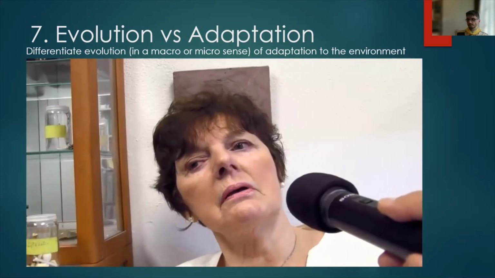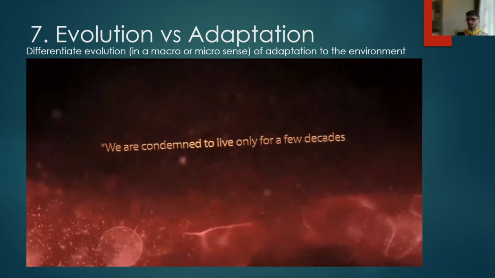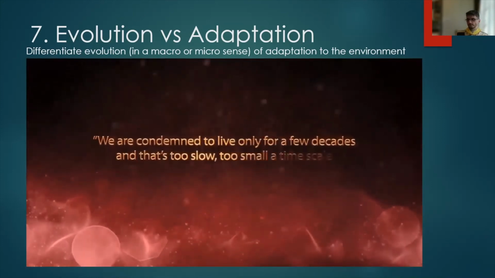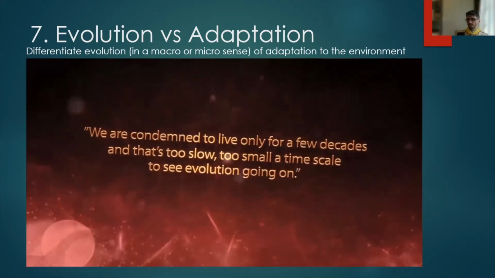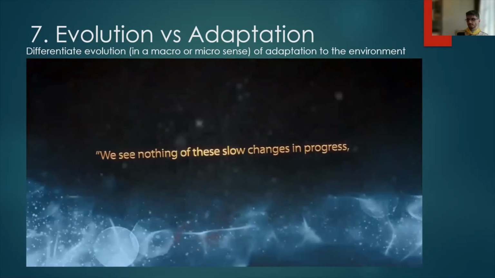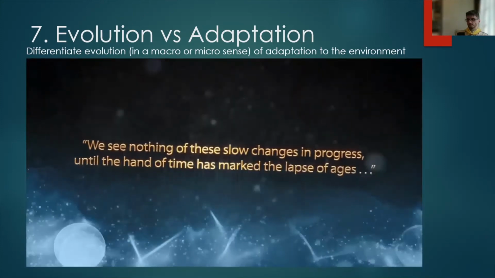Evolution is not testable over time. We are condemned to live only for a few decades, and that's too slow, too small a time scale to see evolution going on. Richard Dawkins. We see nothing of these slow changes in progress until the hand of time has marked the lapse of ages. Charles Darwin.